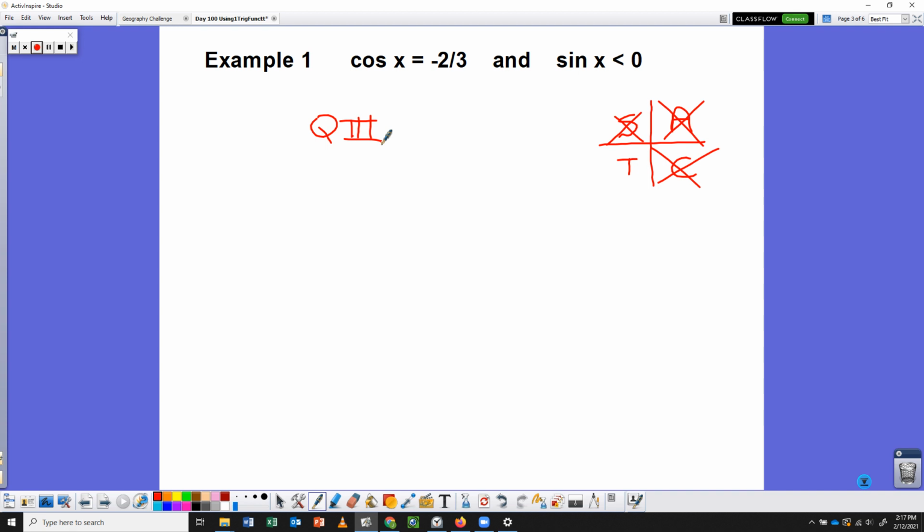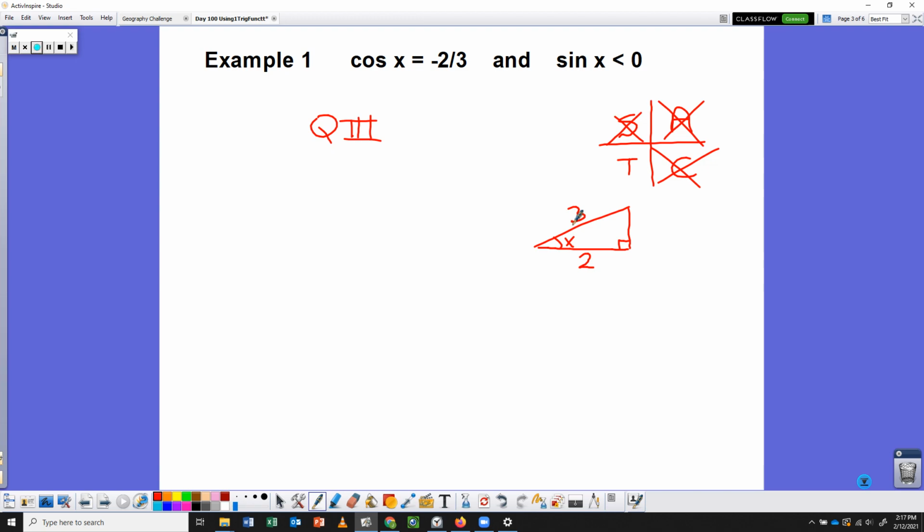Now, step number 2 is to build yourself a picture of a right triangle. So here's my right triangle. Here's angle x. Now they told me that the cosine was negative 2/3. So that means the adjacent side is 2 and the hypotenuse is 3, because cosine is built out of adjacent over hypotenuse. I'm not going to put the negative into the picture because lengths should be positive. A negative length wouldn't make sense here.